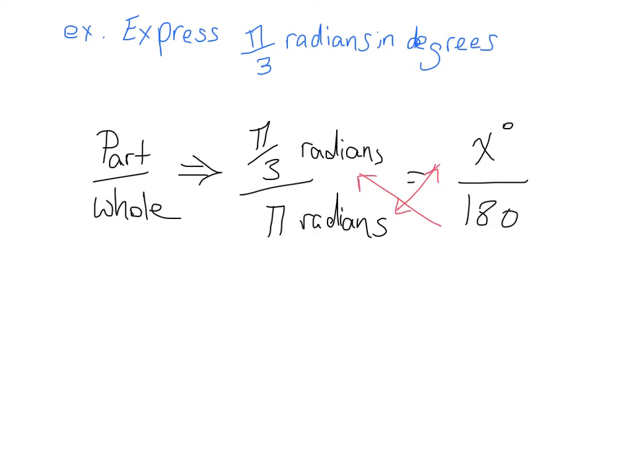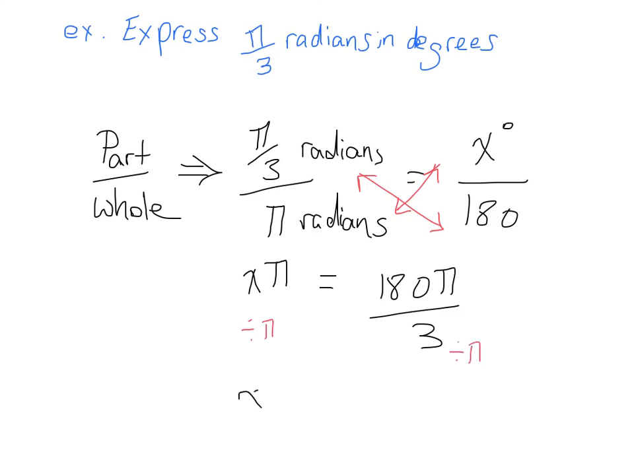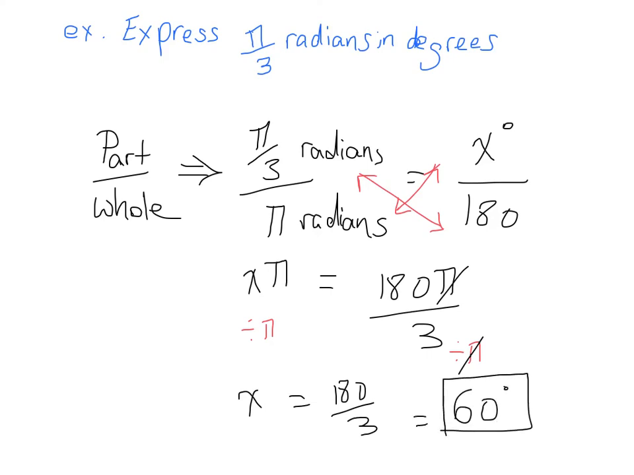On the left we get x times pi is equal to, and on the right we get 180 pi over 3. Now we're just solving for x, so we can divide both sides by pi. We get that x is equal to, the pi's cancel, and we get 180 over 3, which is 60 degrees. So 60 degrees is the same thing as pi over 3.